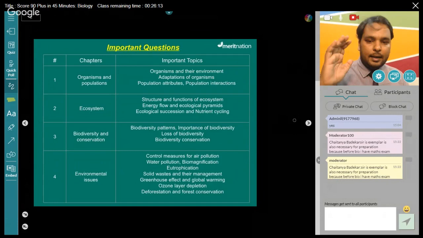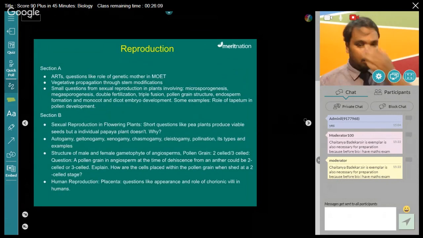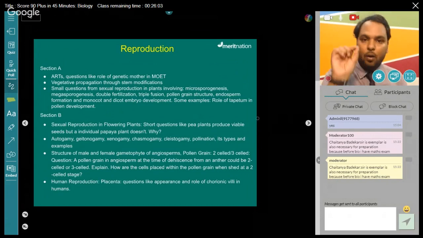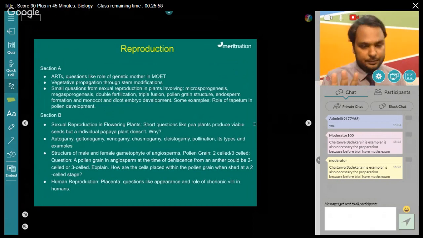Now let's move one by one into the important topics. First of all, reproduction. From reproduction, there will always be a question in section A, section B, section C, and section E. Always. One question will be there, or more than one question will also be there.